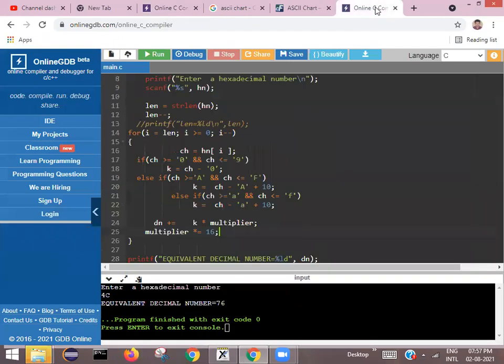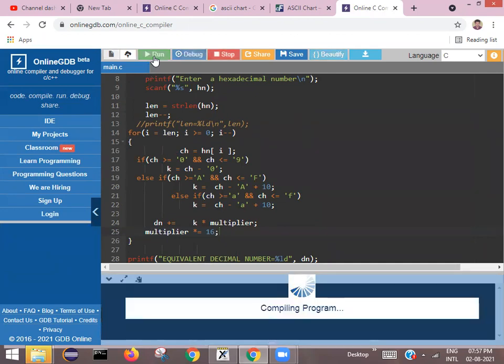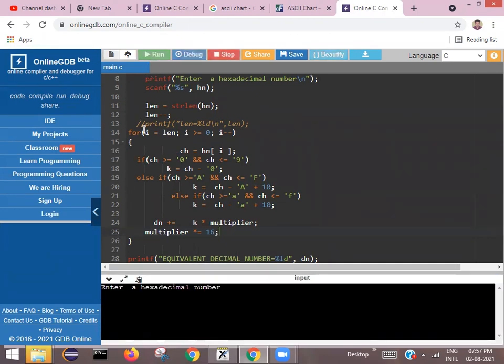In this, we'll check here. So here we run this code. 28F6. We enter F6. Okay, see 10486. So this way in two windows, if you open two programs, you can cross check whether your code is working fine or not.